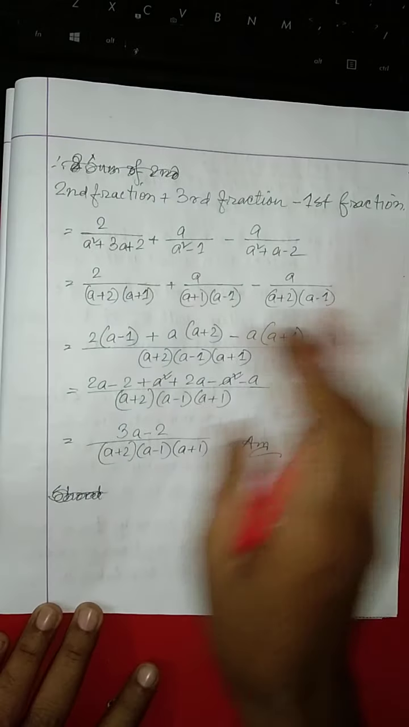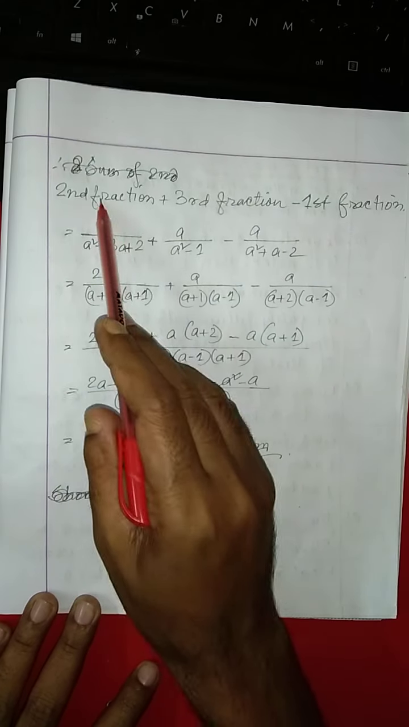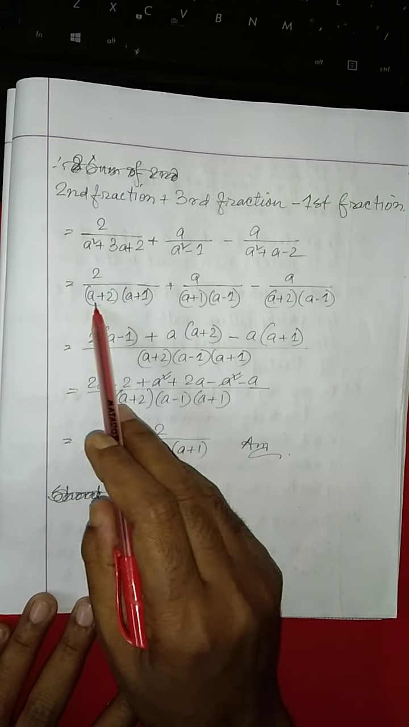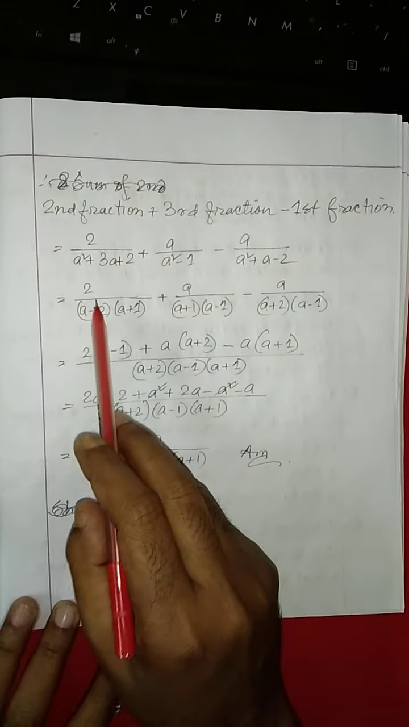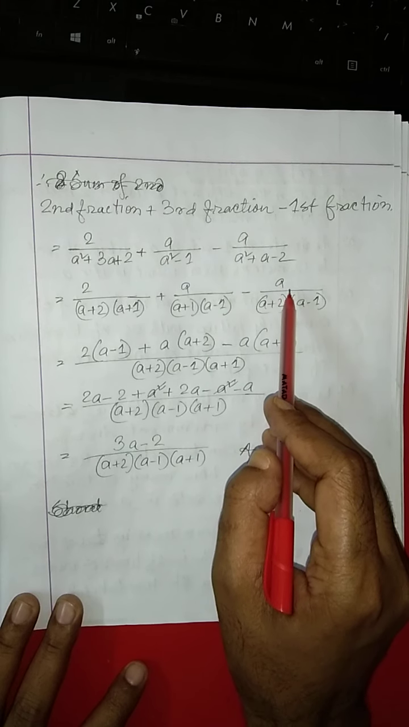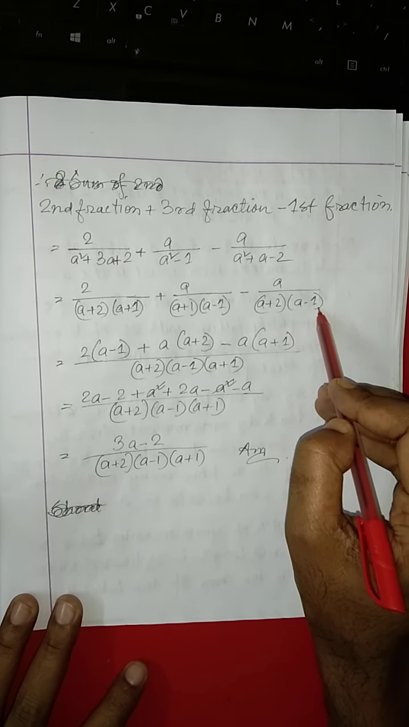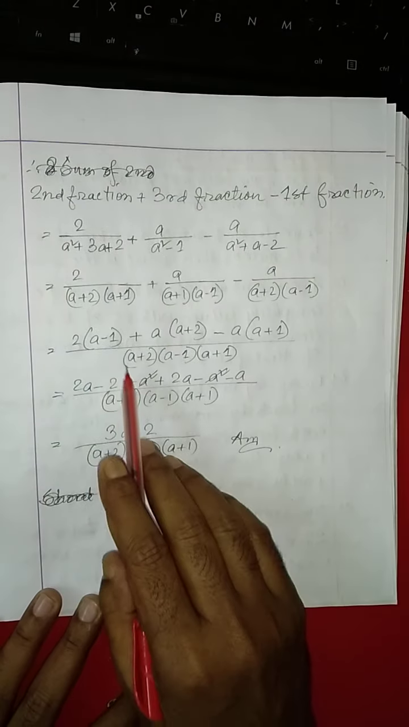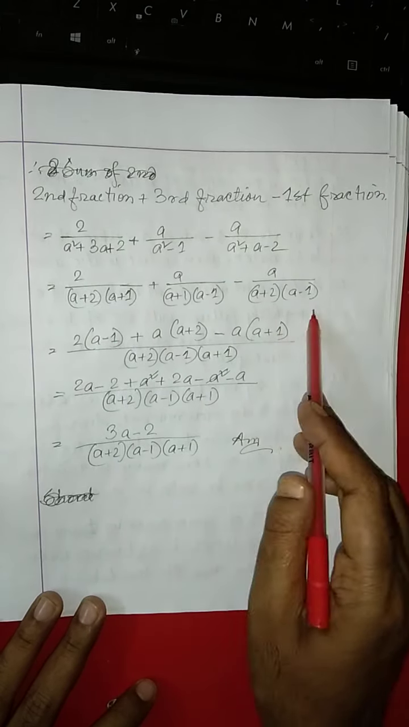Now second fraction plus third fraction minus first fraction, that is the second fraction, third fraction, and first fraction. So we get the denominators that we identified here. From that we can get a plus 2, a plus 1, a plus 1, a minus 1, and the first fraction is a divided by a plus 2 into a minus 1, and we also get the LCM. So LCM is a plus 2, a minus 1, a plus 1.